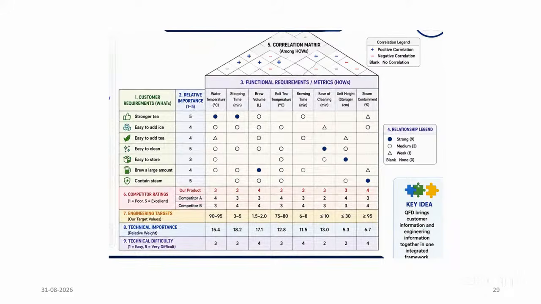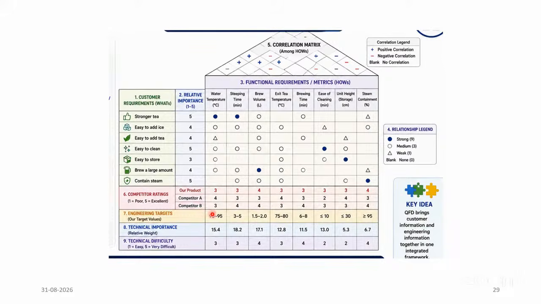We have completed what are customer requirements, its relative importance. Then the third segment, the functional requirements. Fourth step is the matrix, that is strong, medium, weak, and no relationship matrix. After that we went for correlation matrix, that is how are the metrics correlated among themselves. Then we went for competitor rating, that is sixth step. Then seventh step we have engineering targets.